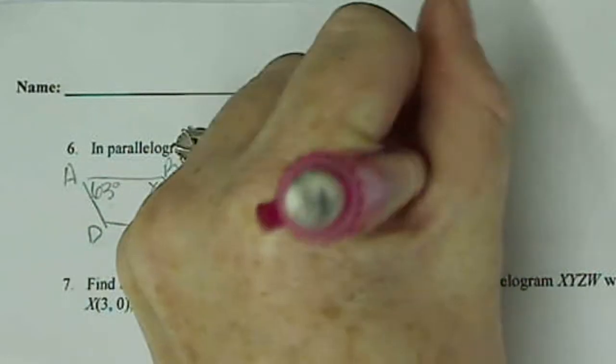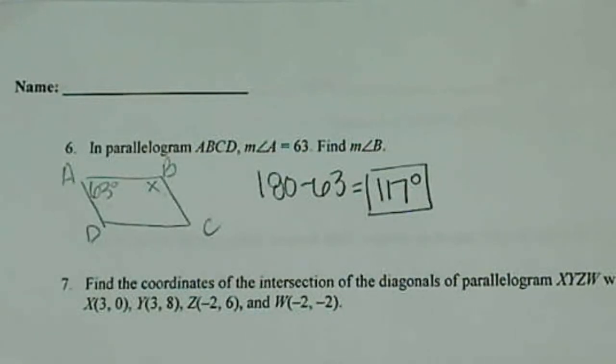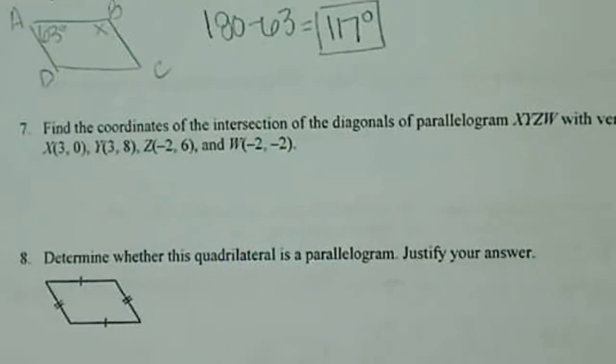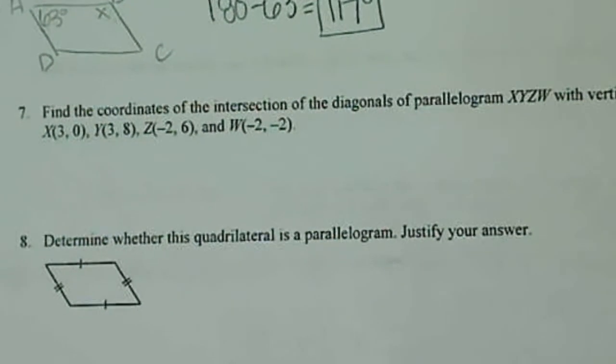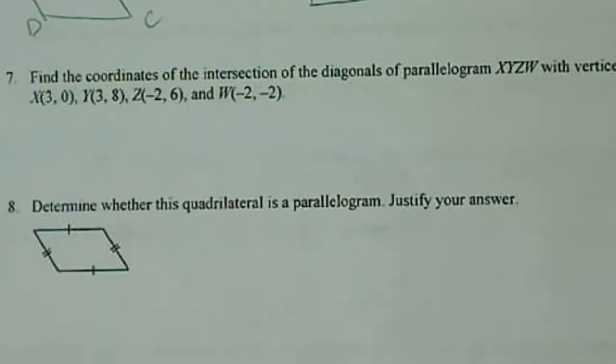And we get 117 degrees. Now number 7, you could go ahead and graph it if you wanted to, but knowing those conditions of parallelograms, we don't necessarily have to graph it.